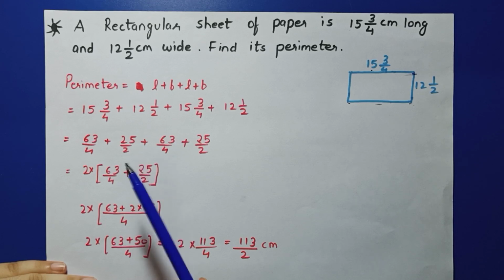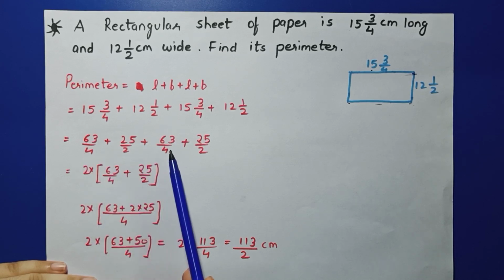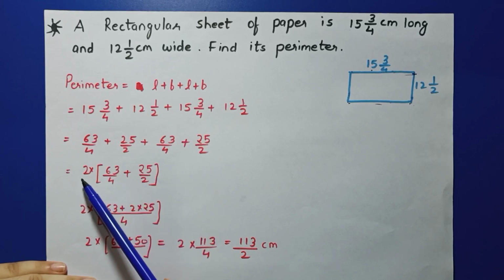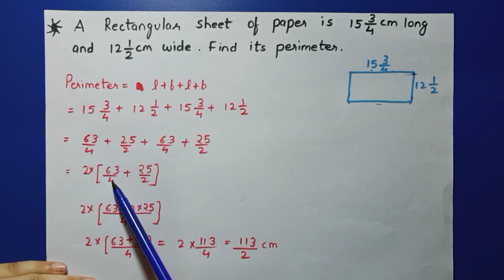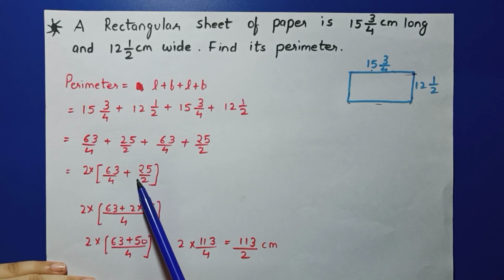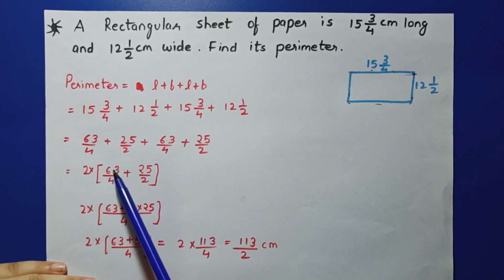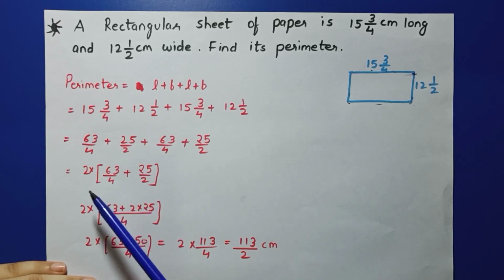Now you're seeing that this and this are repeated 2 times, and this is also repeated 2 times. So what we can write? We can write 2 into 63/4 plus 2 into 25/2 and take the 2 common. Okay. So when 2 is taken common, only thing left is 63/4 plus 25/2. Now since it is unlike fraction, means denominators are different, first we'll take the LCM. So 4 and 2 LCM is 4.